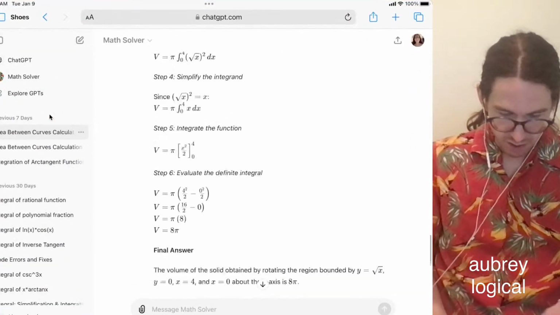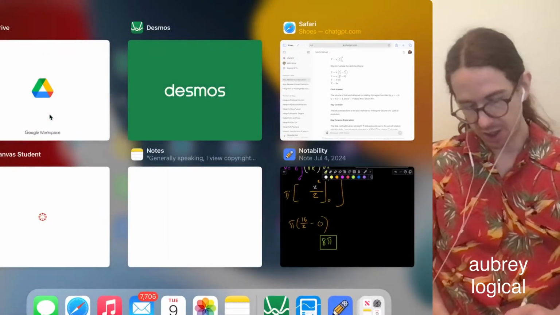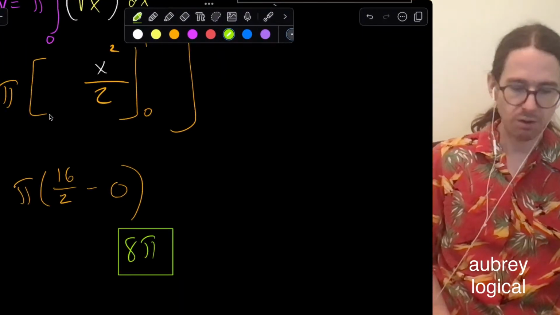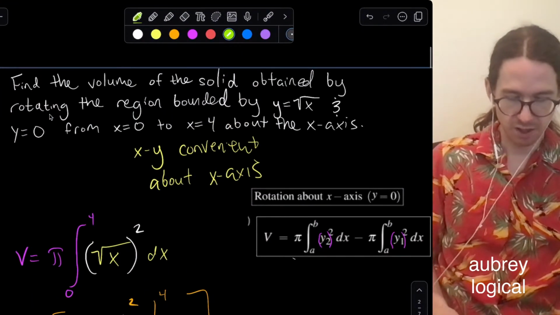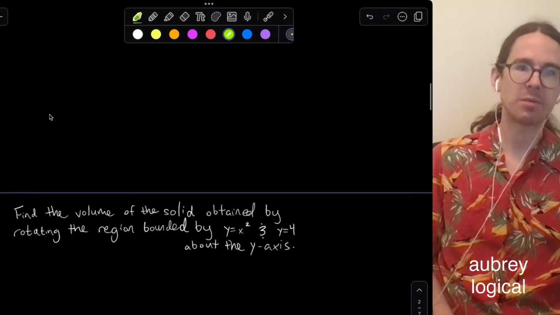And that's what they got on ChatGPT as well. Now, I know ChatGPT gets things wrong a whole lot, but I think on this particular problem, they had the right idea. Moving on to our next problem.